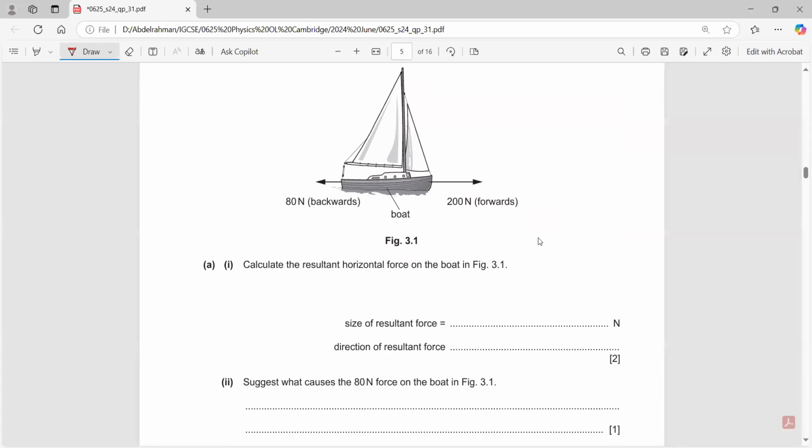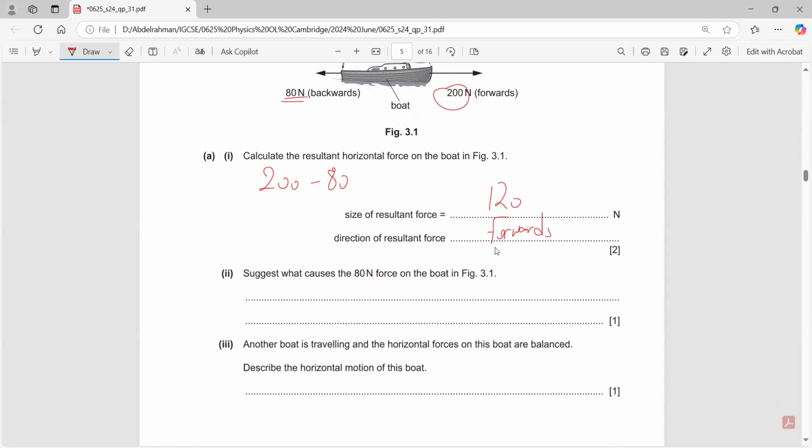Question 3. Calculate the resultant horizontal force. Yes, the resultant horizontal force would be 200 minus 80, which is 120 newtons. The direction would be forwards. Why? Because the 200 is much greater than the 80. 120 forwards. Suggest what causes the 80 newton force on the boat. It's a backward force. It's a force against the motion.